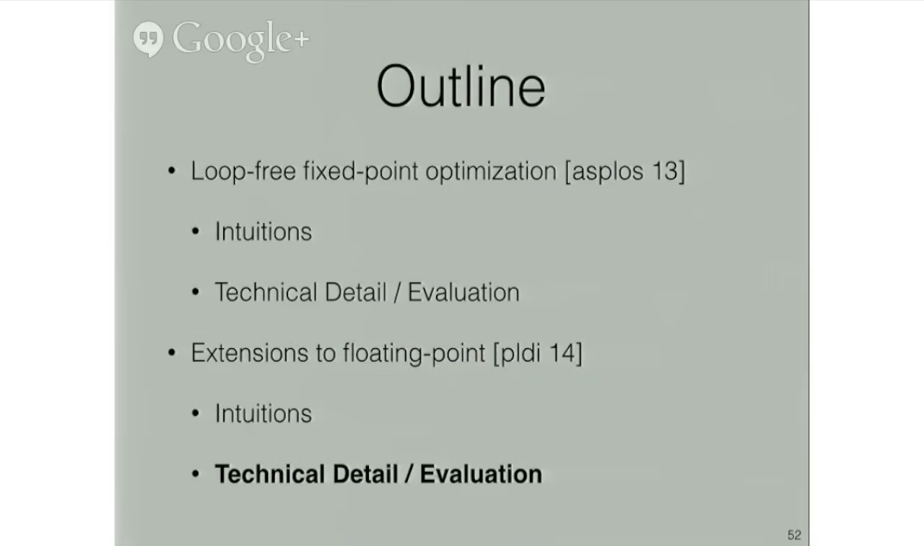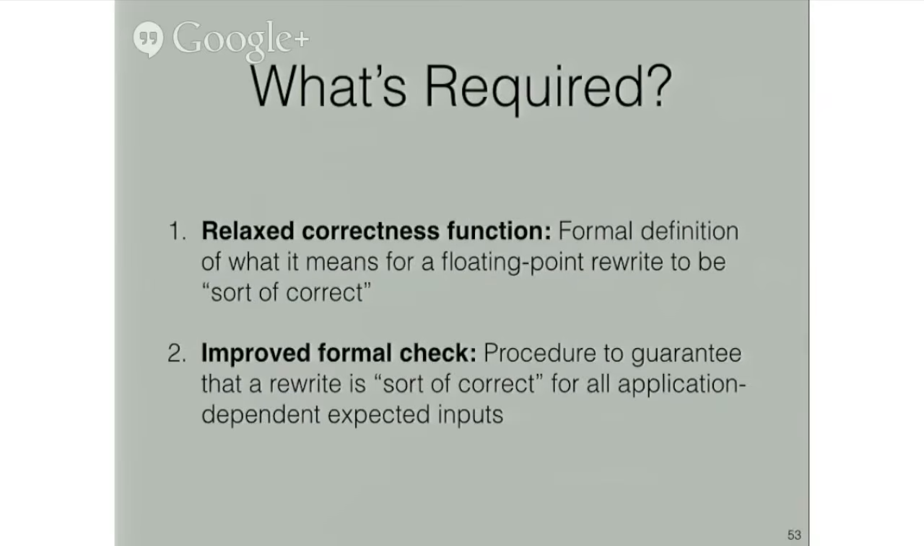And now, with the remaining time, I'd like to get into the details of how this works. So what do we need? In this case, we need 2 more things in addition to what I showed you earlier. Aside from these changes, everything else is going to stay exactly the same. First, we need a new correctness function, one that encodes a formal version of what it means for a floating point program to be sort of correct, given a test case. And second, we need a new formal verifier to ensure that a Stoke rewrite is sort of correct for all possible program inputs.